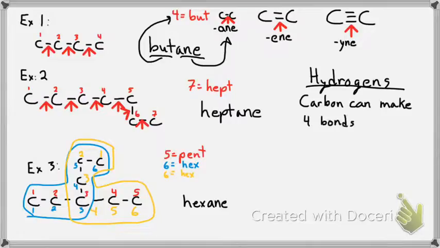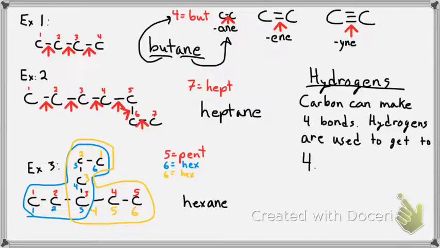Remember, from our notes, carbon can make 4 bonds because of its 4 valence electrons. Hydrogens are used to get to 4, and I'll show you what that means. Here's an example. Okay, this is a chain of 4 carbons. The reason I know it's 4 carbons is because it's 1, 2, 3, and I could either go up to 4, or I could go 1, 2, 3, down to 4. So it's a butane, but we won't worry about that.